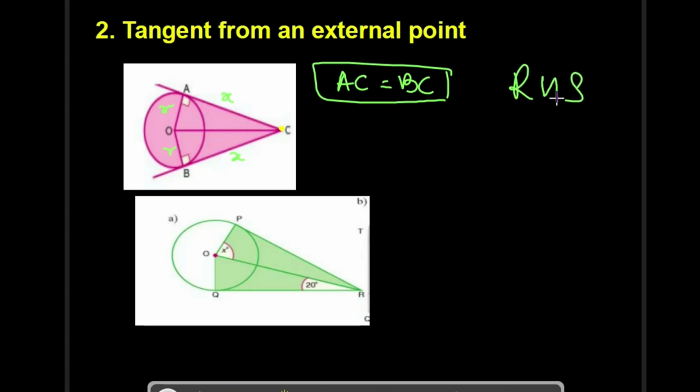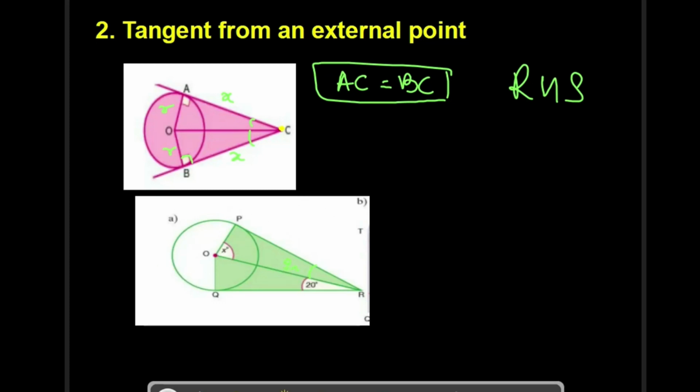Both the triangles are congruent using RHS, which is right angle, hypotenuse and one side. A right angle is there, if you see, hypotenuse is OC and one side is OB and OA, we can consider, right? So in this scenario, both the triangles are congruent. If both the triangles are congruent, each and every part will be equal. That means this is going to be equal to this, right?